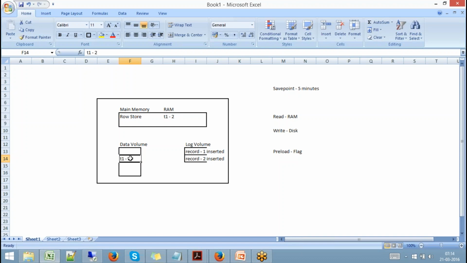So ultimately, when you're writing, the data is written to what? Disks. And when you're reading, it actually reads from the main memory. Now the table is in the main memory, right? So it reads from the main memory. Okay. And you'll have a concept called load and unload.